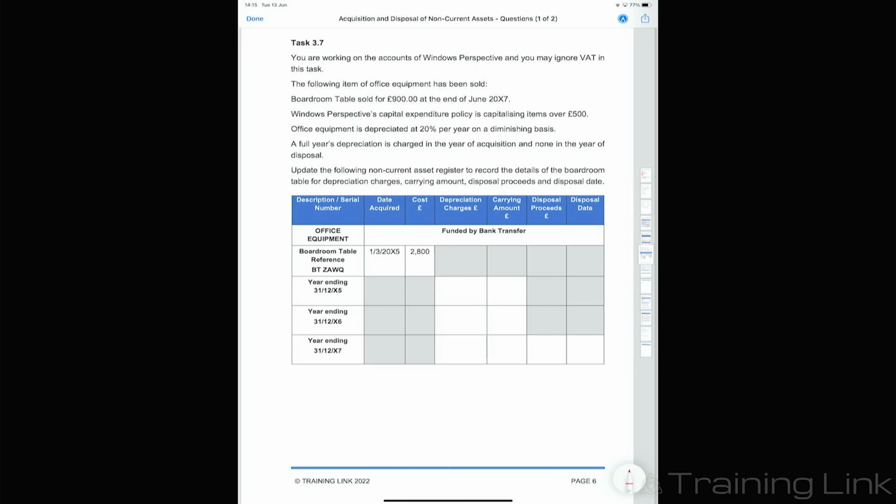Windows Perspective's capital expenditure policy is capitalising items over £500. Office equipment is depreciated at 20% per year on a diminishing basis, and a full year's depreciation is charged in the year of acquisition and none in the year of disposal. Update the following non-current asset register to record the details of the boardroom table for depreciation charges, carrying amount, disposal proceeds, and disposal date.